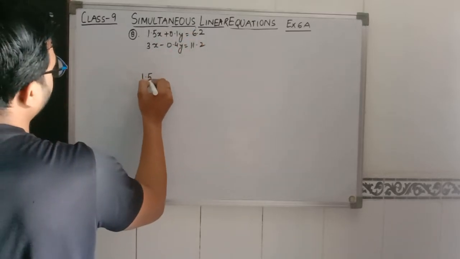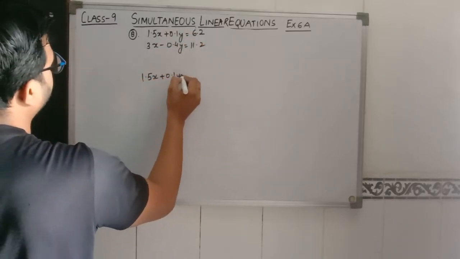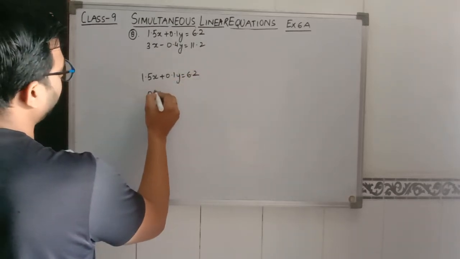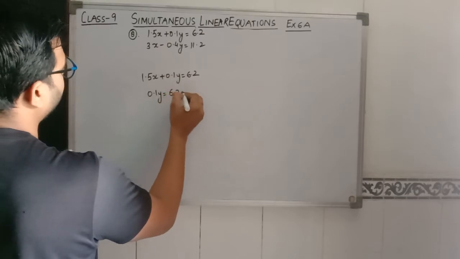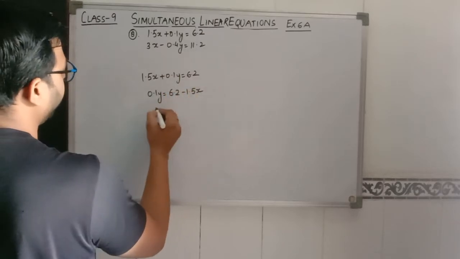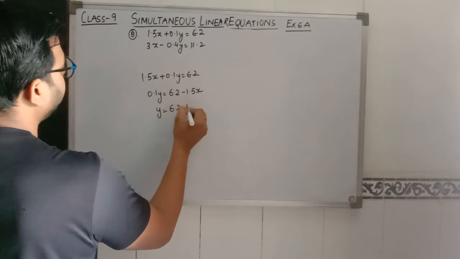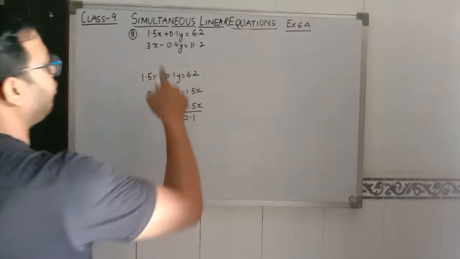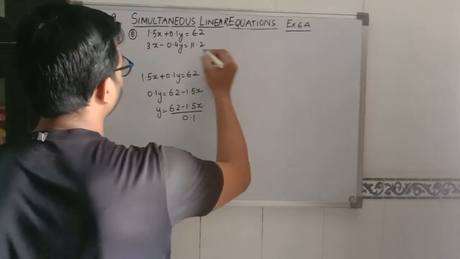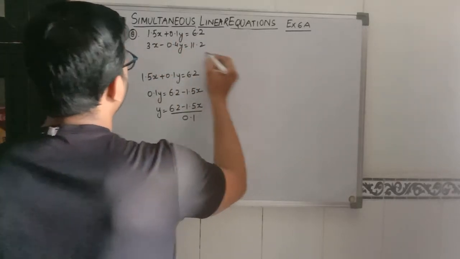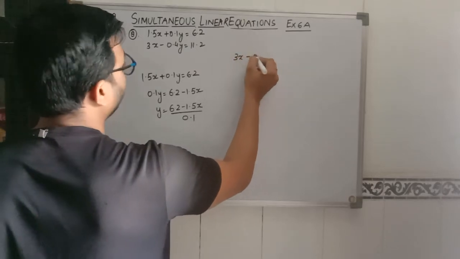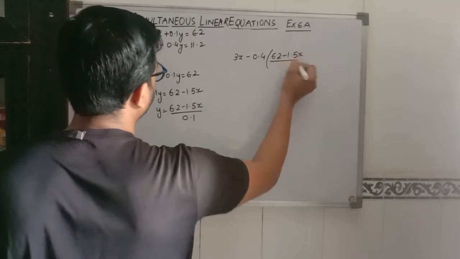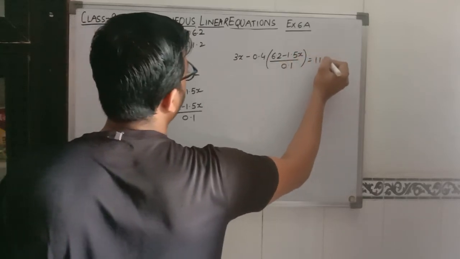From the first equation, 1.5x plus 0.1y is equal to 6.2, we are going to make y the subject. So 0.1y is equal to 6.2 minus 1.5x, and the value of y is (6.2 minus 1.5x) upon 0.1. So this is the value of y. We have to place it in the second equation. Now the second equation is 3x minus 0.4 times (6.2 minus 1.5x) upon 0.1 is equal to 11.2.